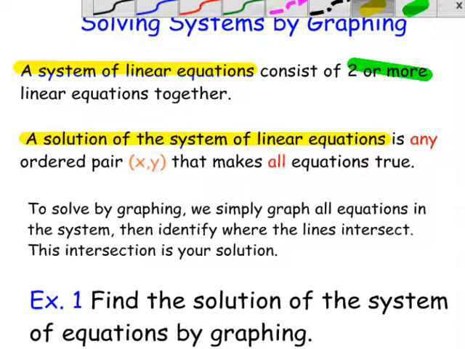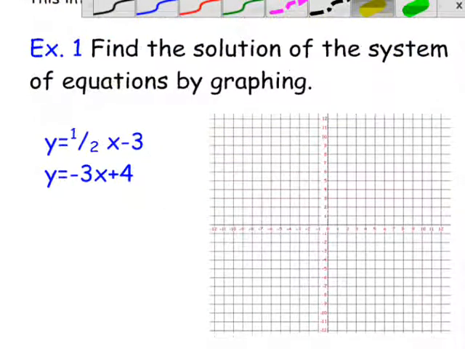Okay, to solve by graphing, we simply graph all equations in the system, then identify where the lines intersect. This intersection is your solution. Example 1. Find the solution of the system of equations by graphing.